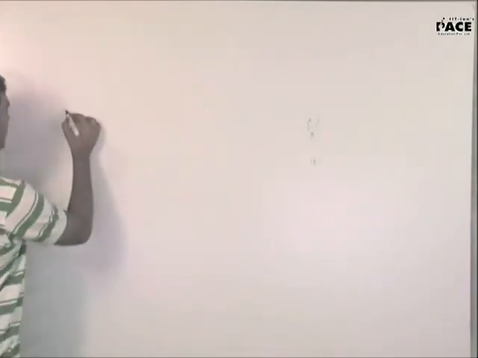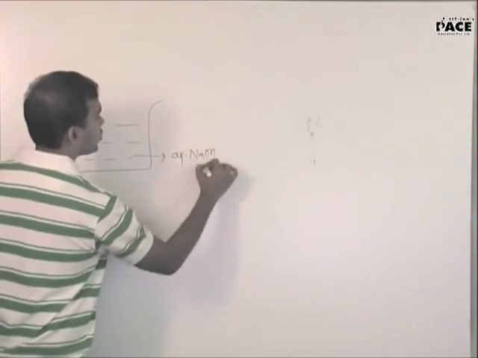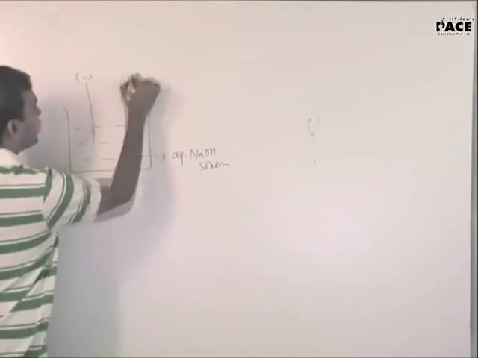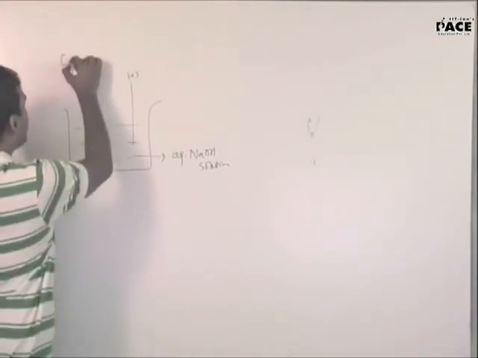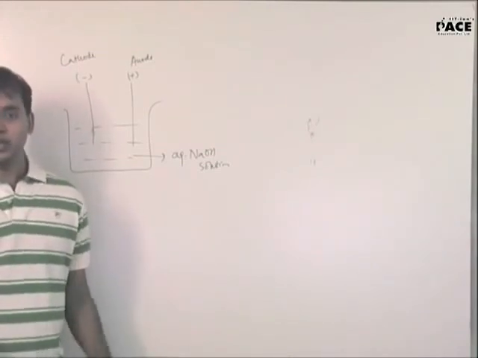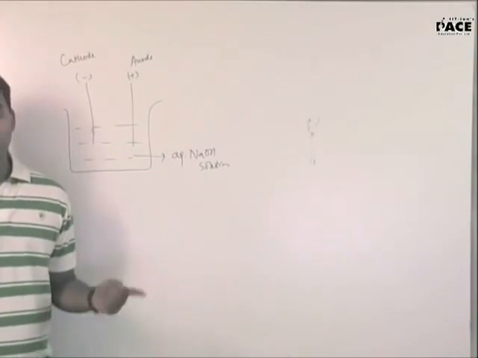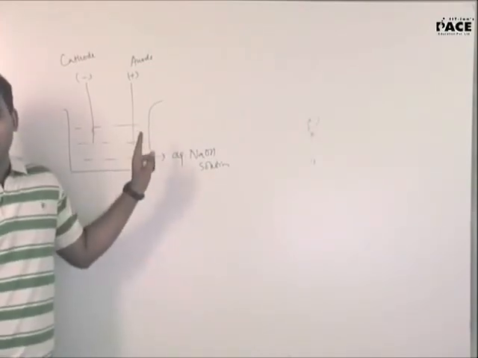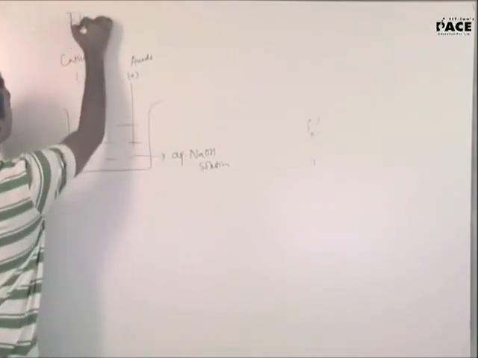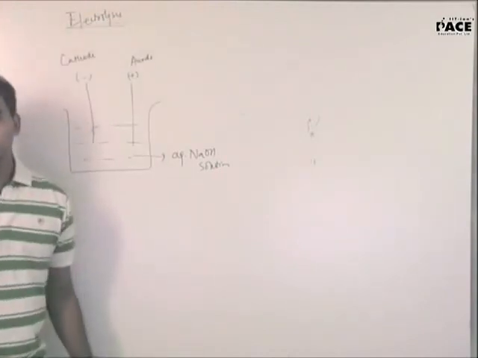So what I did was I took aqueous NaOH solution. I took something as cathode. I took something as anode. In this case, cathode is negative. Why? Because in this case, I am using electricity to convert a non-spontaneous reaction to a spontaneous reaction. I am not using it as a battery. I am using it for purification. Clear? So I am writing that this is electrolysis.